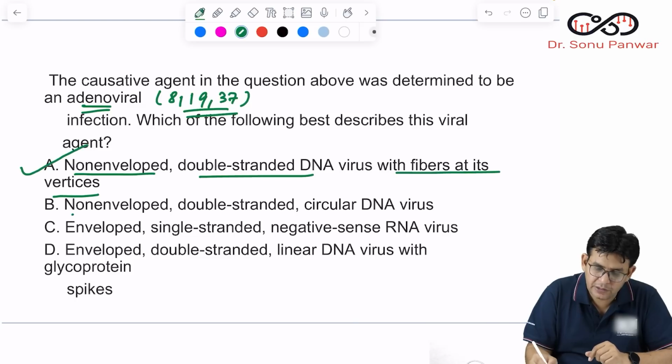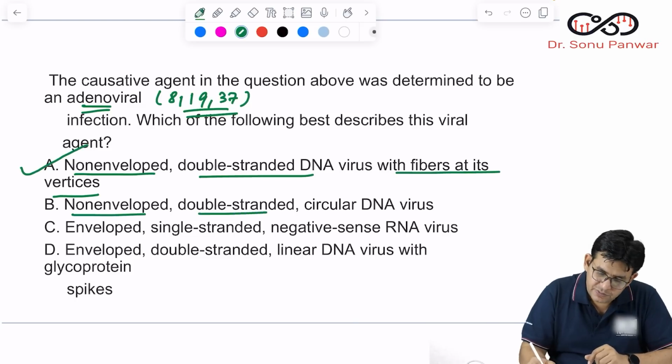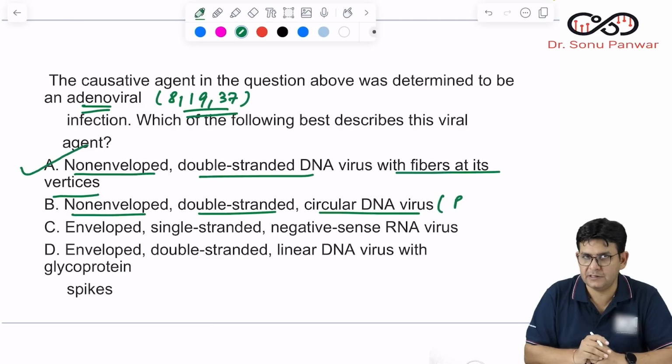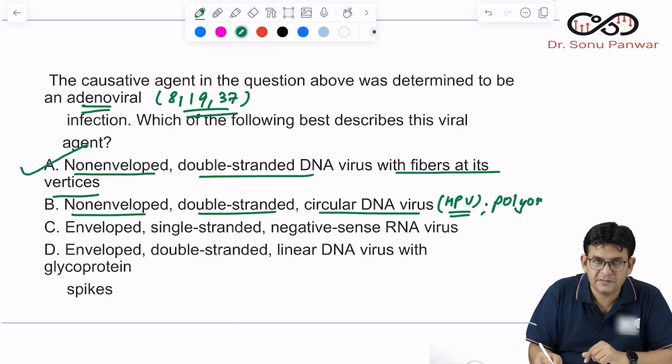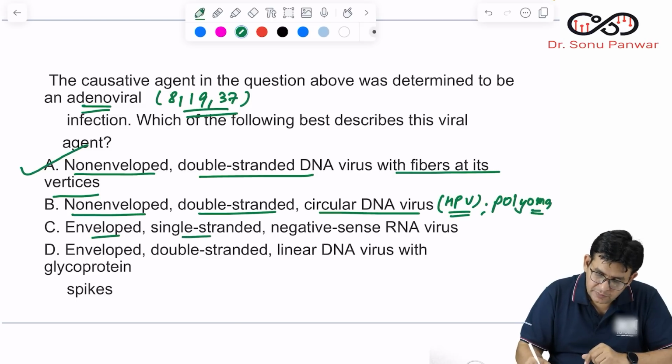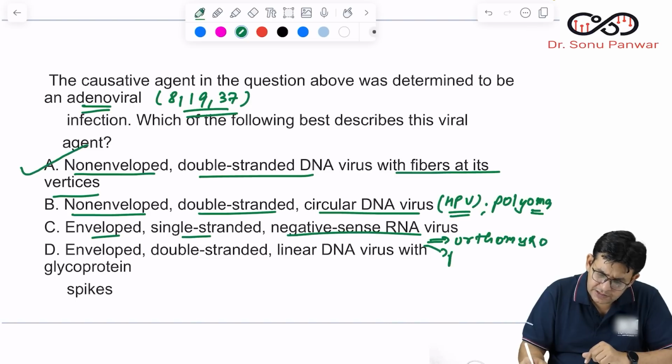Non-enveloped, double-stranded, circular DNA virus. This particular one is what? This particular one is polyoma, or you can say HPV, human papillomavirus, along with the polyoma. They are circular DNA. What about the enveloped, single-stranded, negative-sense? That is observed in the orthomyxo family, that is of influenza, and in the paramyxo family, all those are there, no?